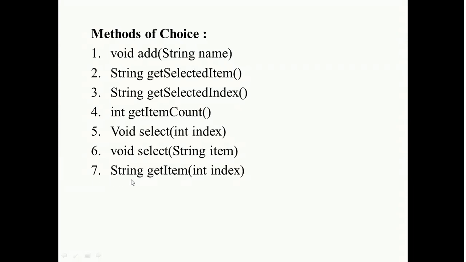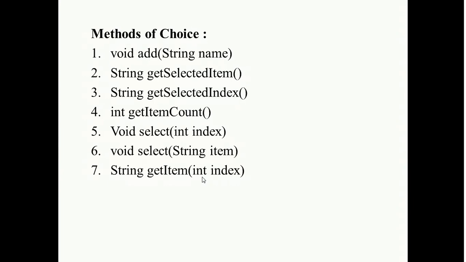The seventh method is getItem, having parameter int index. This method is used to obtain the name of the item. So getItem simply returns the name of the item, and here we pass the index of that item and that will be returned. So getItem is used to obtain the name of the item associated with the index.